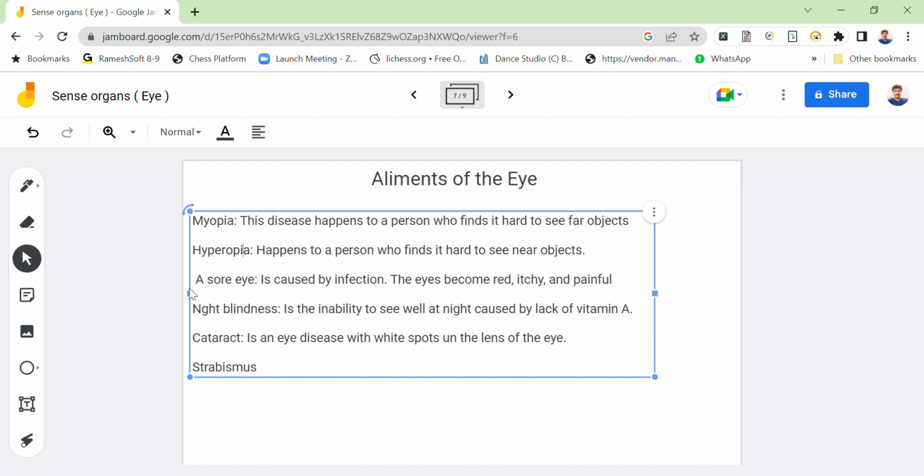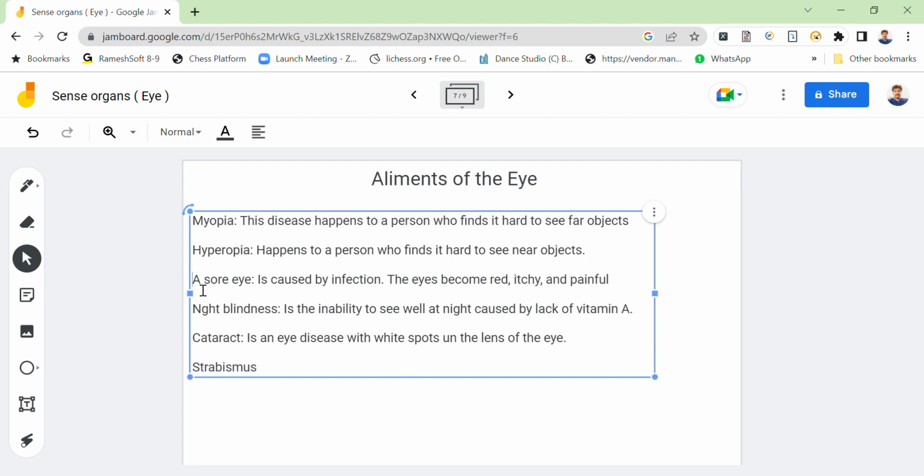Now let's come to psoriasis. Psoriasis is not as big a problem as hyperopia or myopia. It is caused by infection, and the eye becomes red, itchy, and painful. So when you have it, you scratch your eye a lot because it's very itchy and painful.